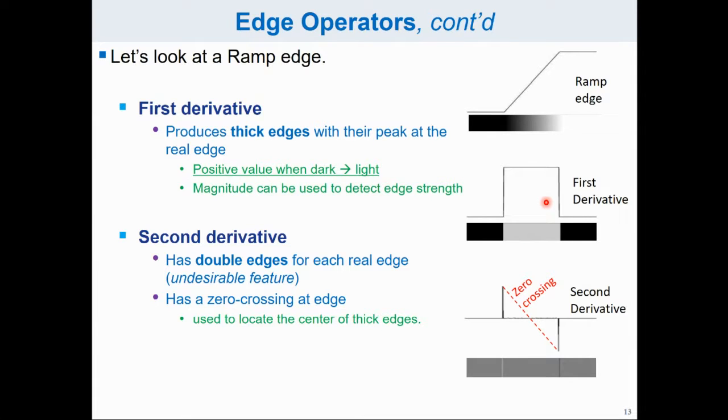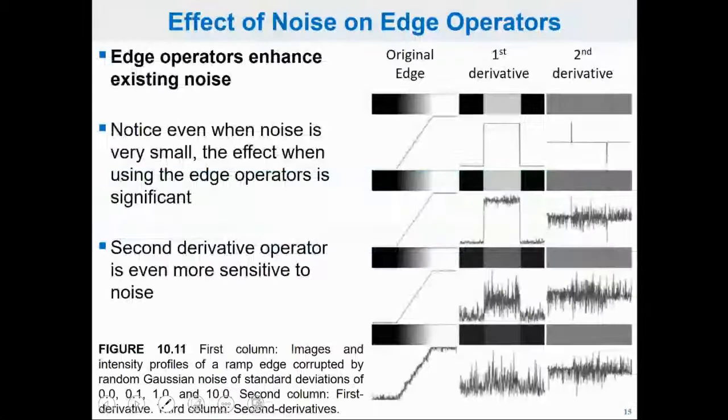In the second derivative, remember, the second derivative doesn't produce a value in constant change. So it produces values on the onset and the offset. So what we need to do is detect that zero crossing over here. Okay. And once I detect that zero crossing, then the center is the edge.